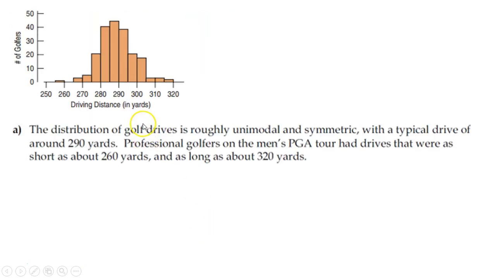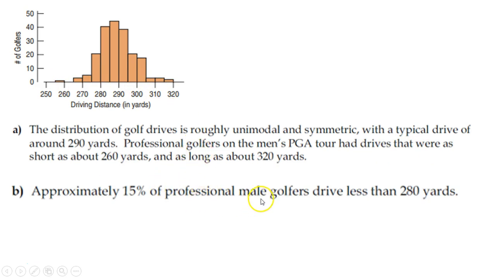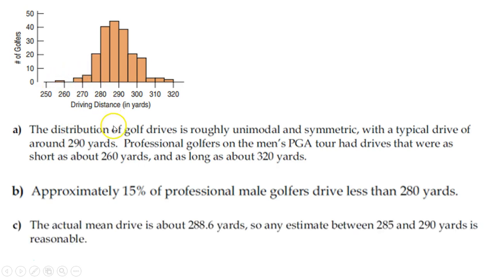So let's see what we got here. The distribution is roughly unimodal, right? One lump there, kind of normal, with a typical drive somewhere in the midst of 280 to 290. Professional golfers on the men's PGA Tour had drives from around 260 up to 320. Approximately 15% of the male golfers drive less than 280 yards. My main guess is that here's 280 out of the 202 golfers. That's about 20, about 5, maybe 3 to 4, and then a 1. So add those all up and divide by the 202. It's about 15% are less than that.